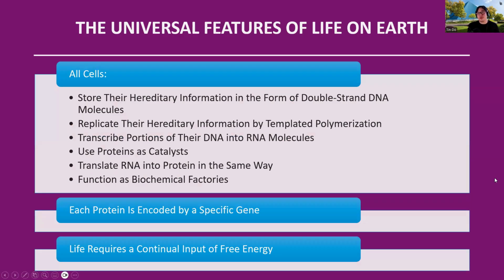Now, first things first, we're going to go over the universal features of life on Earth, and you're going to need to know this. All cells, and here are the several bullet points. Most of these will probably be common knowledge for you guys at this point, but all cells store their hereditary information in double-stranded DNA, some form of double-stranded DNA. So again, DNA is the blueprint of all living organisms.